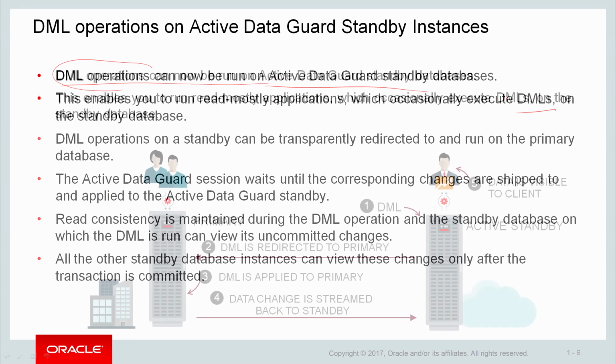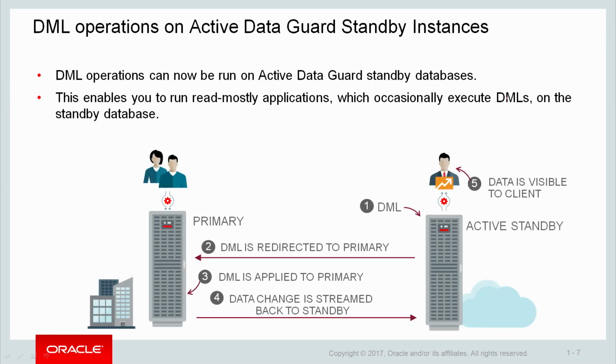Same information really in a more pictorial form. So your client here has issued some DML on your active standby. The DML has been redirected to the primary. The DML is applied to the primary. The data change is streamed back to the standby database, where the data is now visible to the client. When the client commits that, the commit is applied on the primary and is streamed back not only to the standby database but to any other standby databases you have as well. This enables you to run read-mostly applications which occasionally execute DMLs on the standby database.